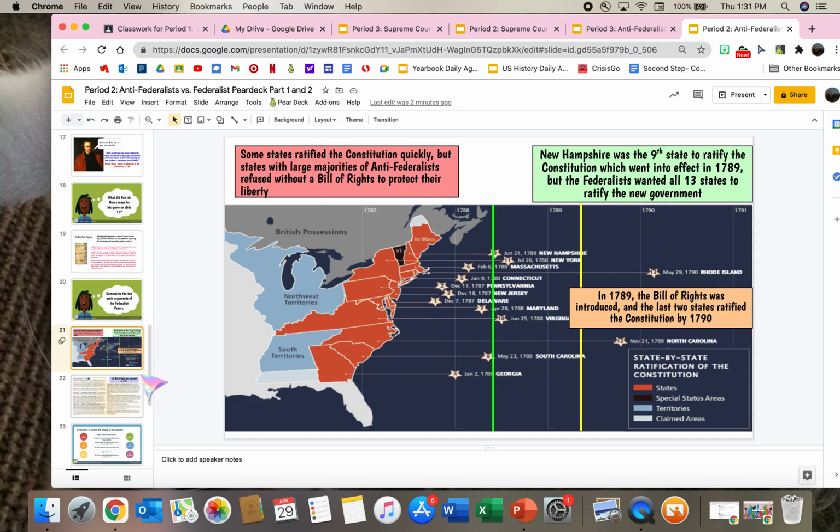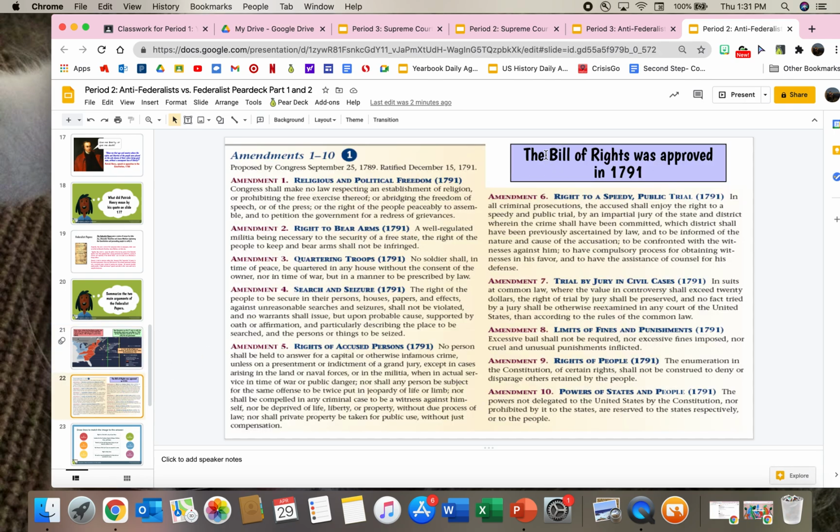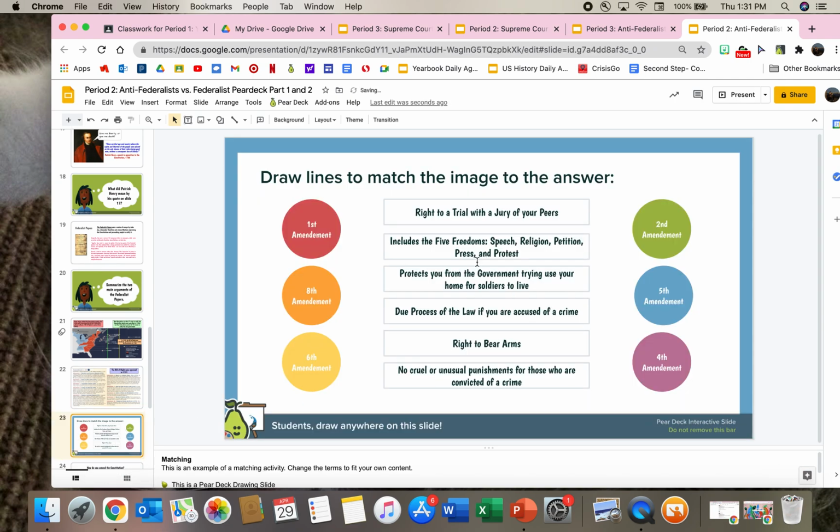It's about ratification. Then you're going to read about the Bill of Rights. So these are the first 10 amendments that are added to the Constitution. So this is 1 through 10. Now, on the next slide, you're going to have to match a description of an amendment to its number. Now, I didn't put all 10 on there. I only put 6, so just know that you don't have all 10.